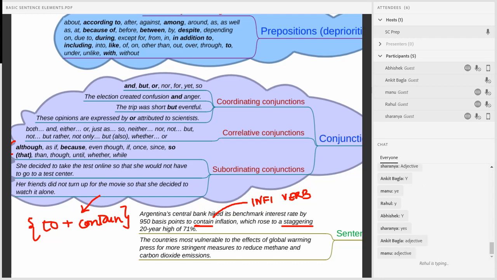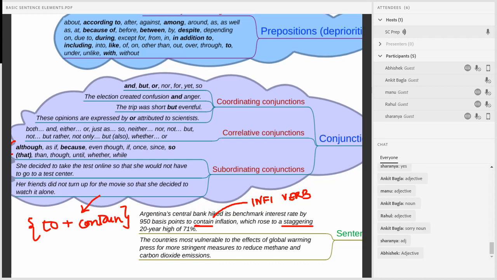Okay, I've received a couple of answers. Adjective, adjective. Ankit, have you changed your answer? Understood. Now, in this case, Sharanya saying adjective. Yeah, Ankit, in this case, it'll be an adjective. In fact, staggering is almost always an adjective.